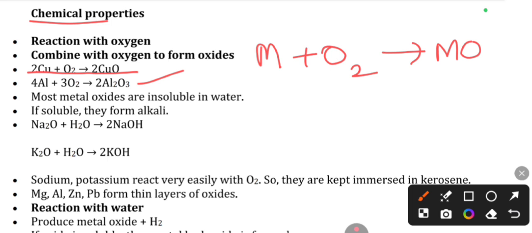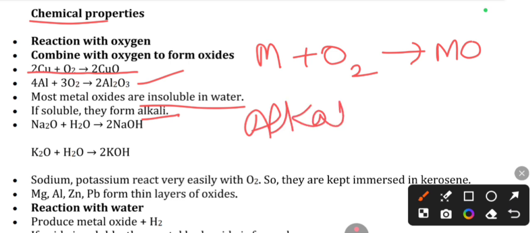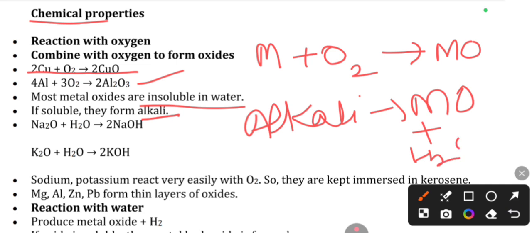Most of the metal oxides are insoluble in water, but if they are soluble, then we call them alkali. Is it clear to all? Metal oxides are insoluble in water, but if they are soluble, then one more name we will say here, that is alkali. So we can say alkalis are the metal oxides which are soluble in water. What are alkalis? Metal oxides which are soluble in water.